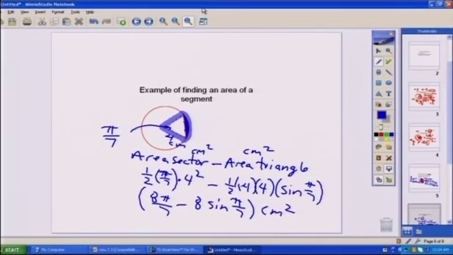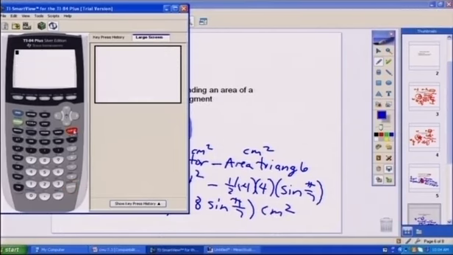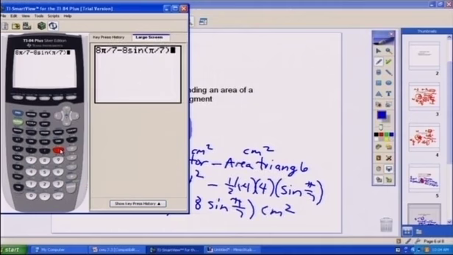Again, from earlier discussion, we should be in radian mode. And I want to clear what I have in here previously. So I want to take our 8 pi divided by 7, and I want to subtract our 8 times the sine of pi over 7. So again, the first part there, the 8 pi over 7, is the area of the sector, and then we're subtracting the area of the triangle, and this will get us the area of the segment.